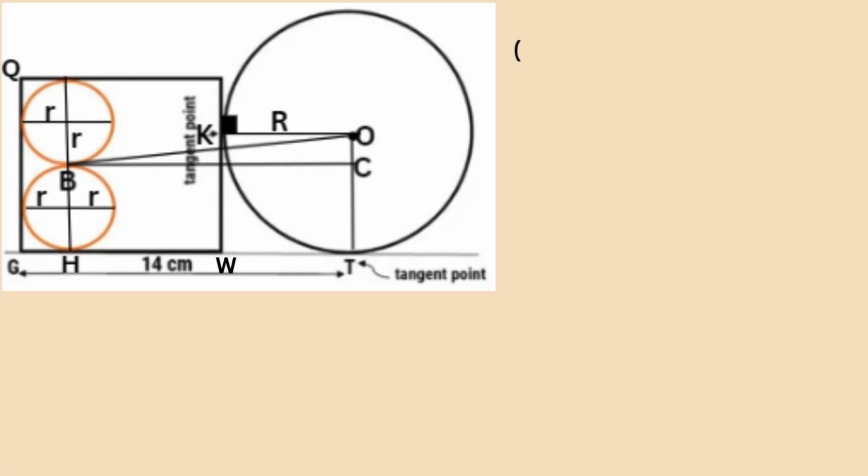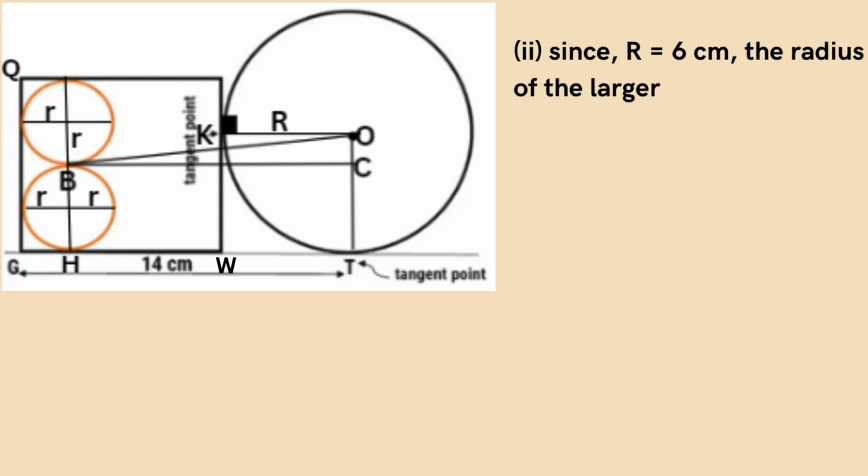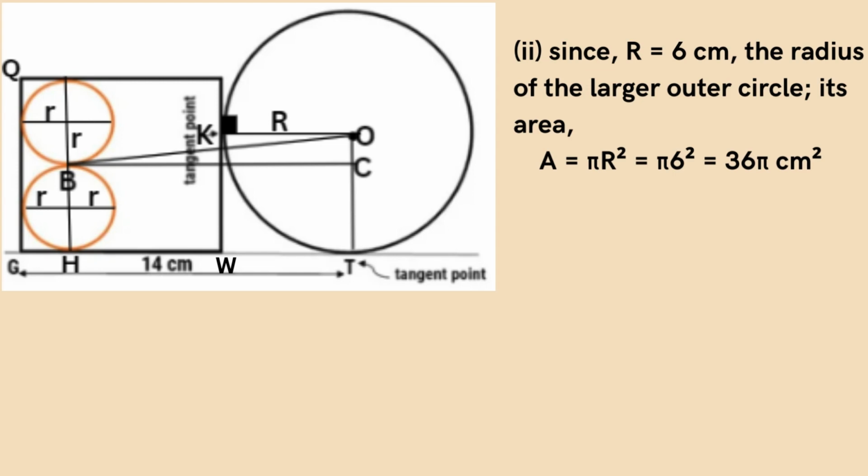For question 2, since R equals 6 centimeters, the radius of the larger outer circle, its area A equals the product of pi and the square of R, which equals the product of 36 and pi, all in square centimeters.